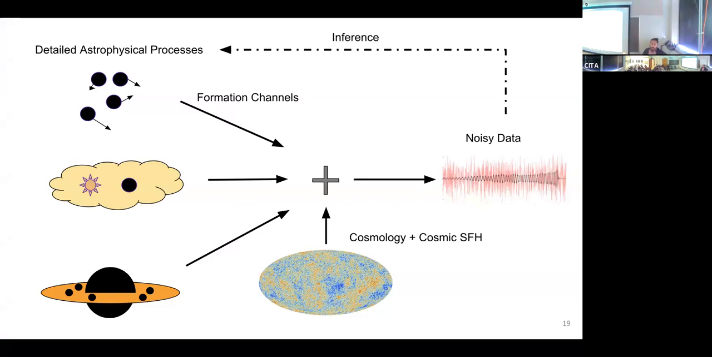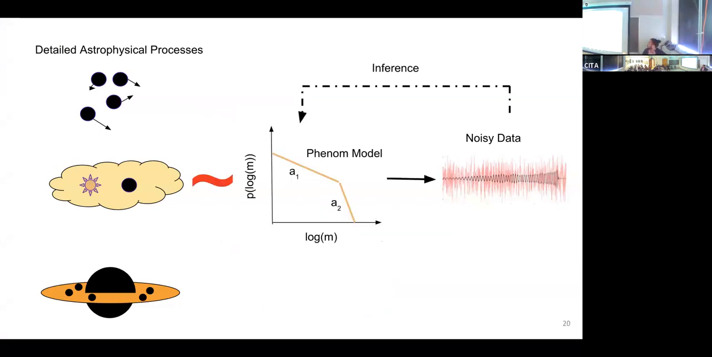So let's try something a little bit simpler. Okay, what we're going to do is, instead of trying to, yes.